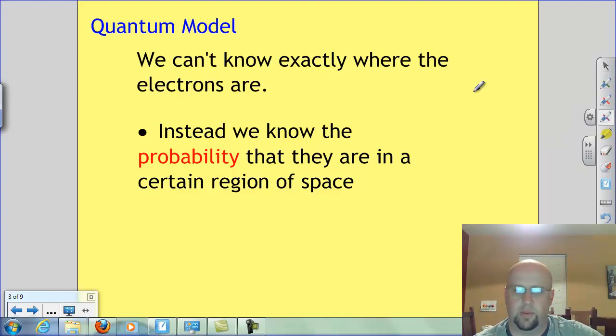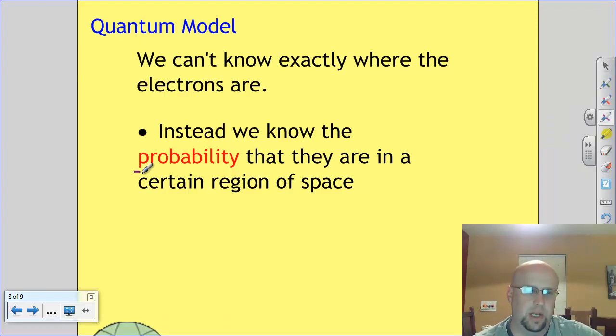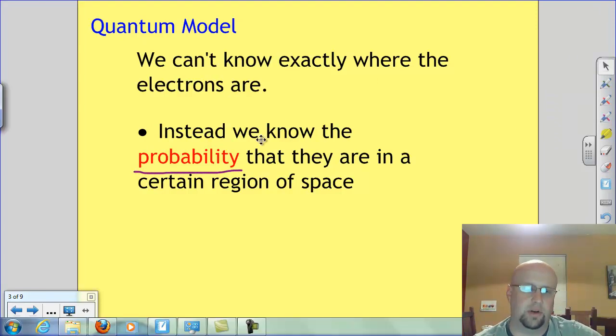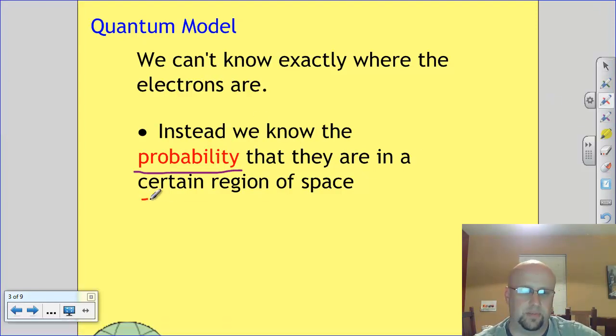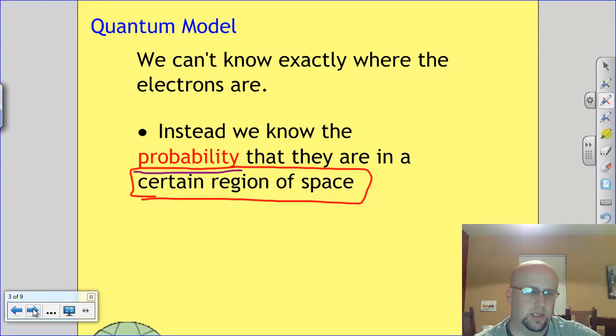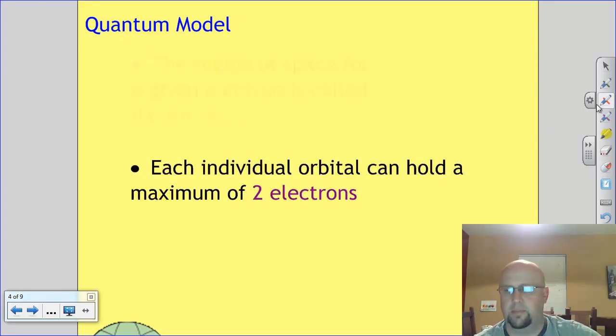And that seems sort of weird and nebulous, the idea that we don't really know where they are, that there's a probability. We know with a 90% certainty that they're in a certain area. The reason for this is the electrons are moving around really fast and they're all over the place, and most of the time they end up in these certain regions of space. Keep that phrase in your mind, the certain region of space, because that certain region of space has a certain name.